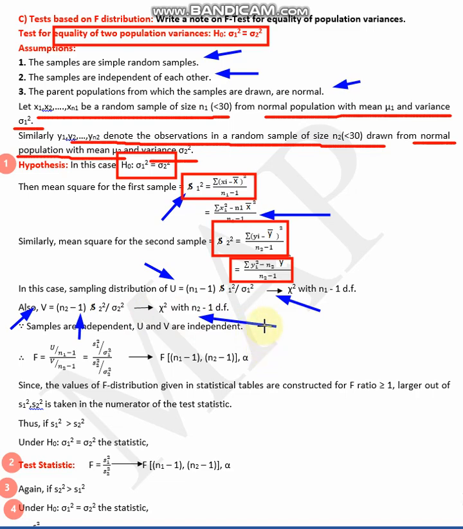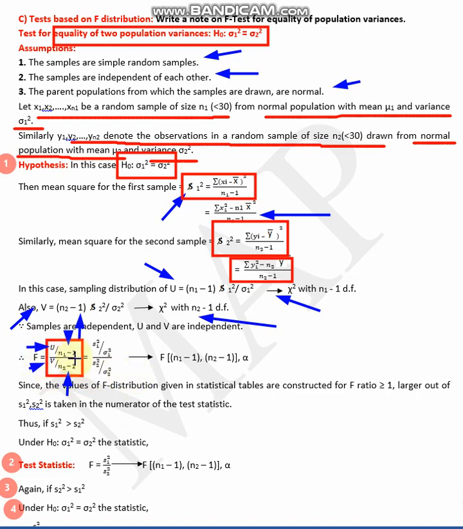Since the samples are independent, the representations of these samples, U and V, are also independent. Now what is my F test? As I have stated earlier, F is nothing but the ratio of two independent chi-square variates divided by their degrees of freedom. U is one chi-square variate, V is another, so U is divided by n1 minus 1, that is my degrees of freedom, and V should be divided by n2 minus 1, the other degrees of freedom.